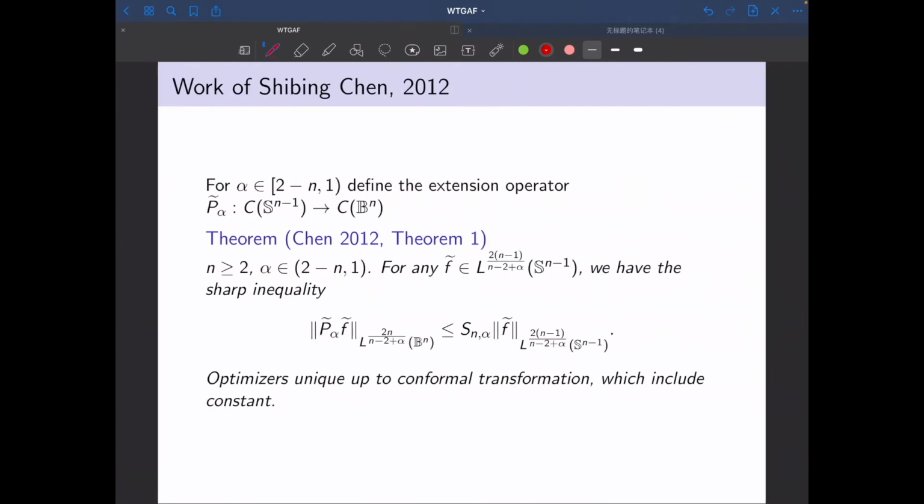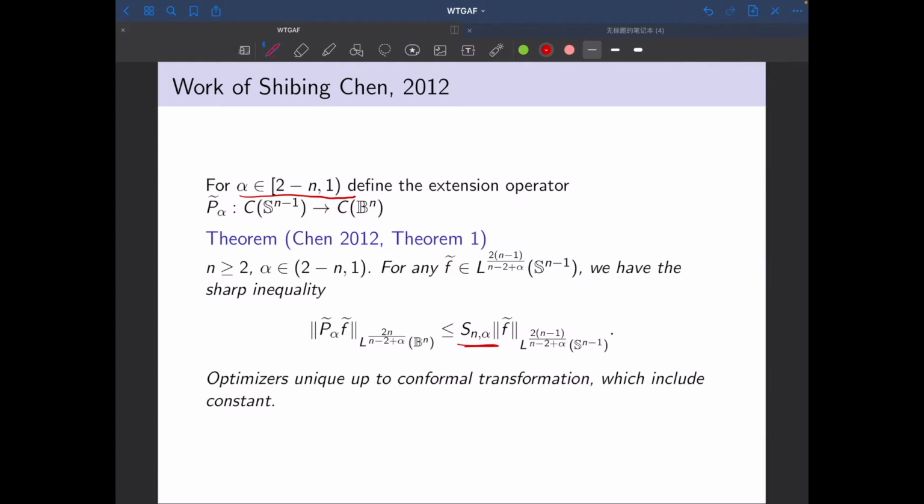Shibing Chen studied this Poisson kernel. In the year 2012, he proved an extension inequality for this particular Poisson kernel with alpha. He studied the Poisson kernel for alpha between 2 minus n to 1, and he proved a similar extension inequality, which is similar to the work of Han, Wang, and Yan.